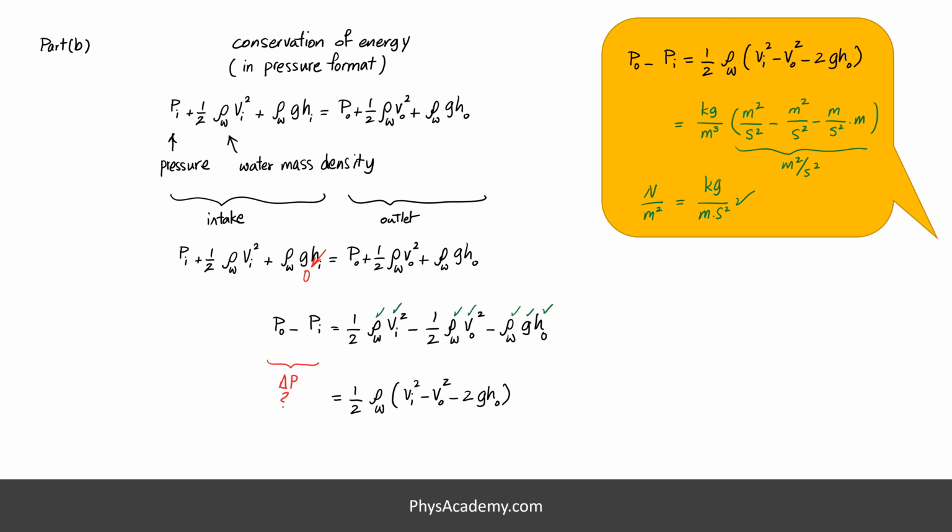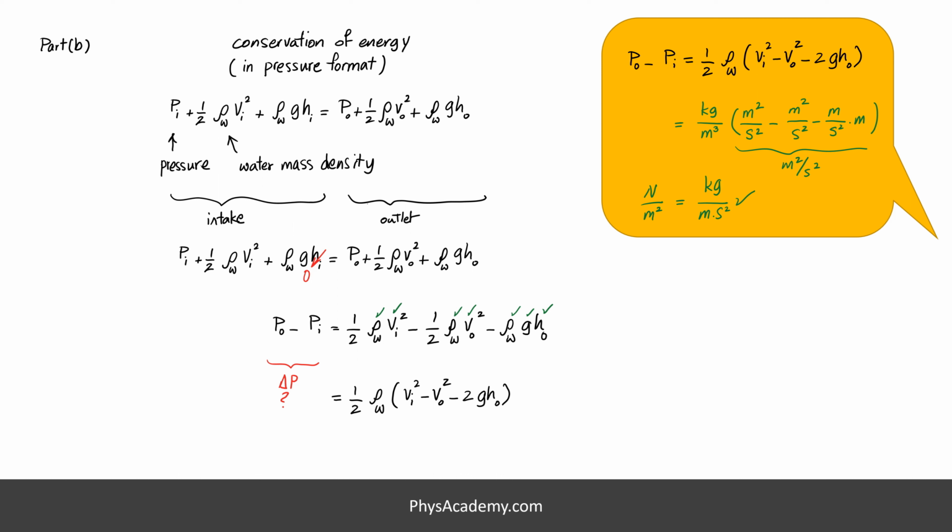Before plugging the values in, let's check the units. On the right-hand side of this equation, we have 1/2 of ρ, water mass density, in kilograms per meter cubed. V, the velocities are squared, so they are in meters squared divided by seconds squared. The g times h is in the same unit, so as you see at the end, we get to kilograms per meter per second squared, which is the standard unit of pressure.